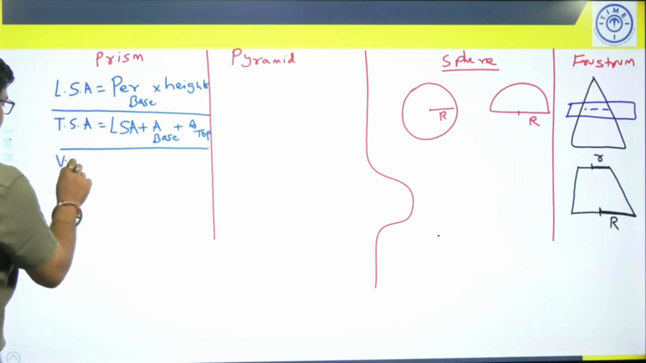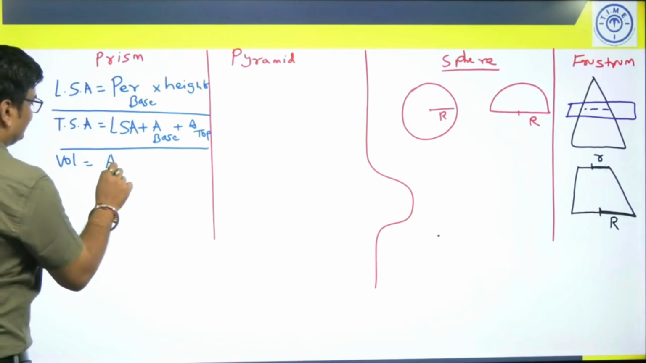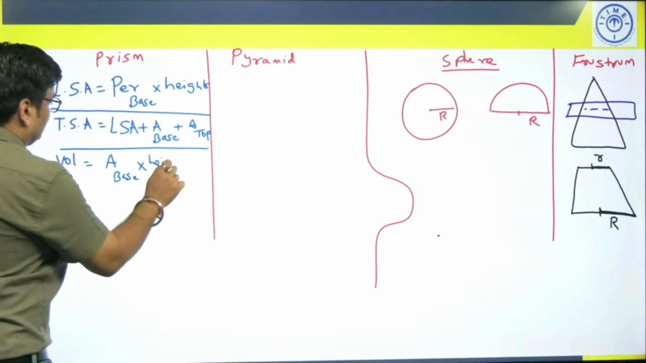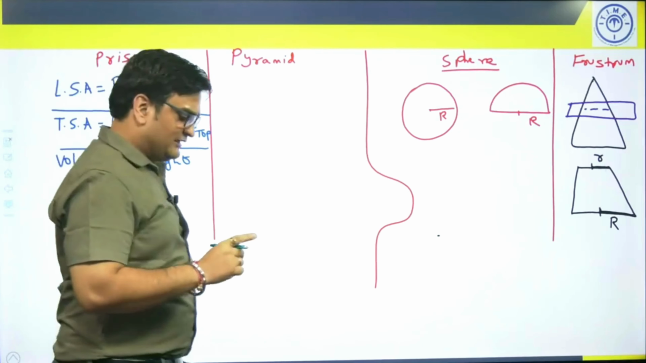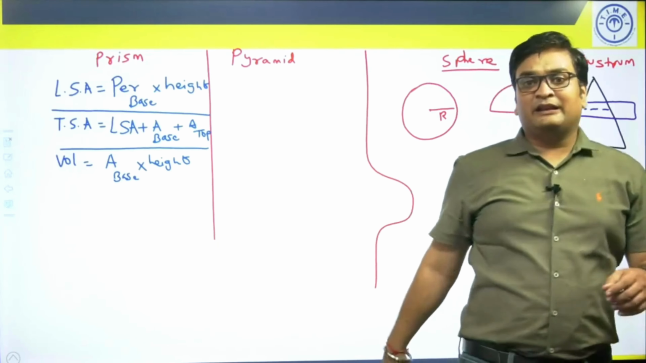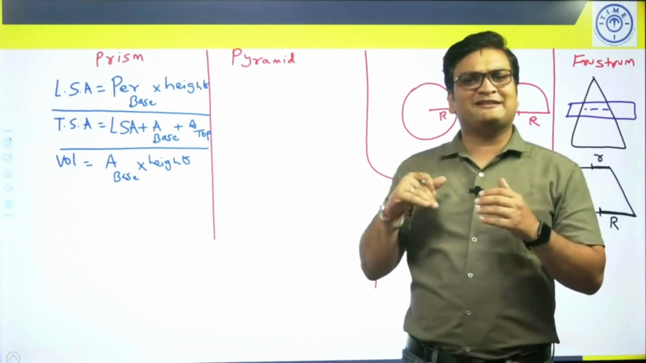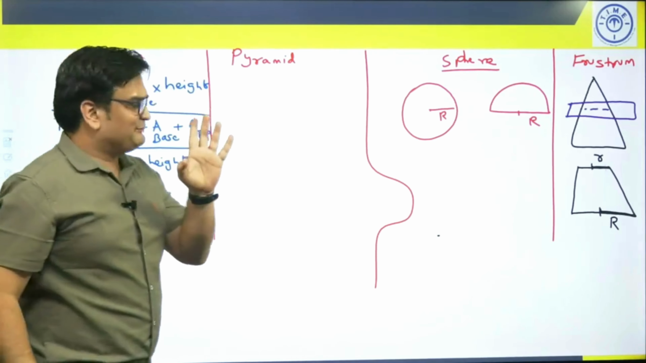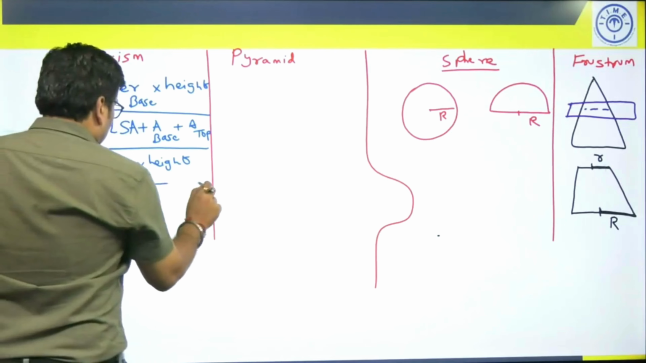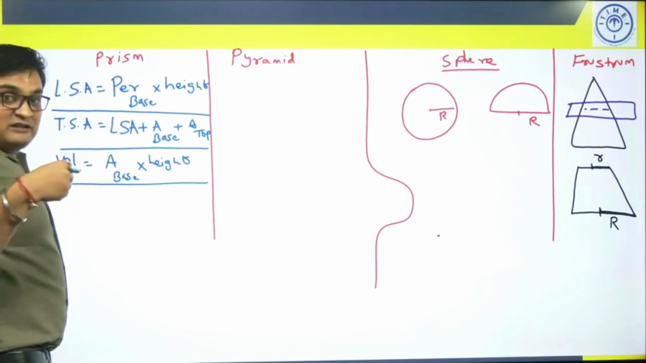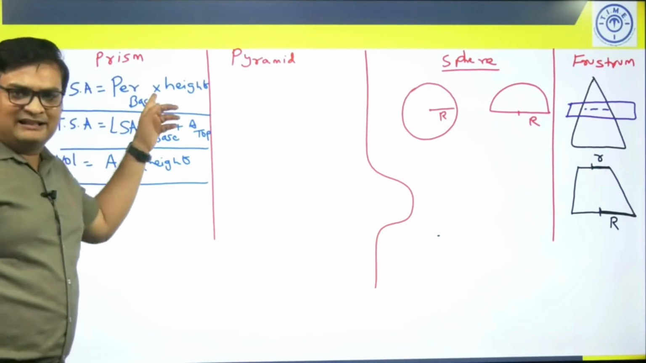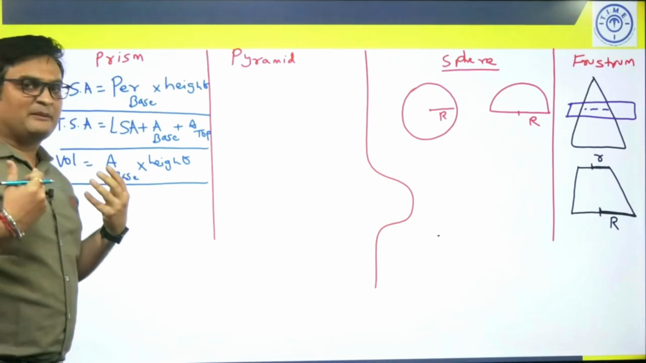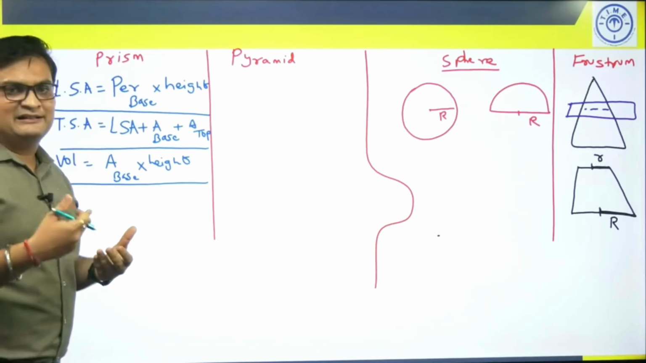Volume. Volume is given as area of the base into the height. Please understand, in case of a prism there is only one kind of height, the perpendicular height. In case of a pyramid you have this problem, you have a slant height also, you have a perpendicular height also. Here there is only one type of height. So, after these general formulae, I would suggest you all to memorize and understand these, because if you understand these three, there is no other formula in prisms to be remembered, right? Everything can be easily derived.